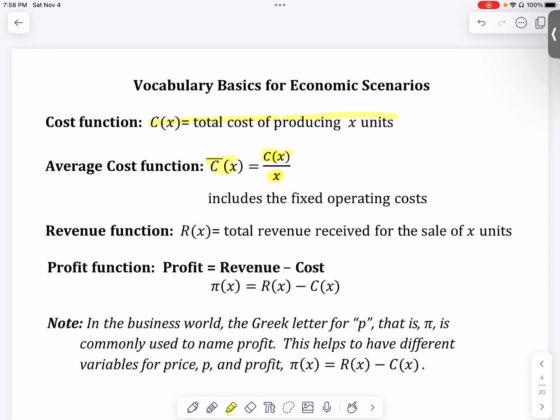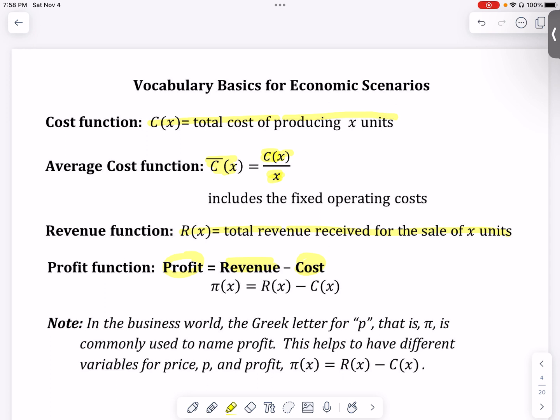And then you have a revenue function. That's R of X, and it's the total revenue received for the sale of the product. And I'm sure you know this, but profit is always that revenue minus the cost. So how much in total did you earn versus how much did you spend on materials?